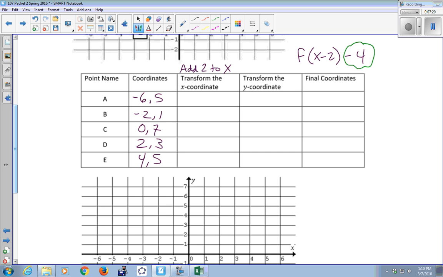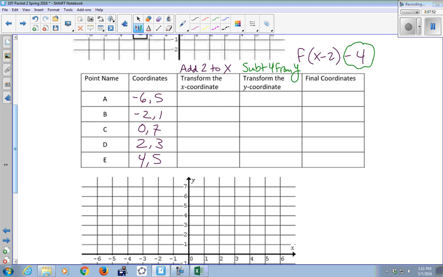Okay. And then this -4 right here, what's that going to do to the graph? Down, it's going to move down 4 units. Yeah. So to move a point down 4 units, you subtract 4 from the y coordinate. So here I want to subtract 4 from y. So those are my 2 transformations. Okay. So add 2 to the x and subtract 4 from the y.